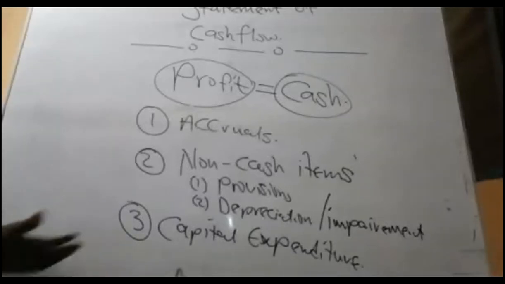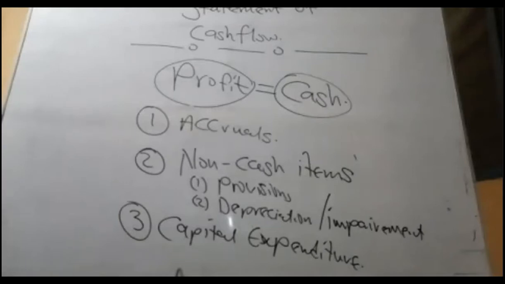And then repayment and acquisition of loan. If you go for a loan or a facility, your cash will be increased, but profit is still the same. So these are the few causes of the difference between profit and cash. That is it. We are done.